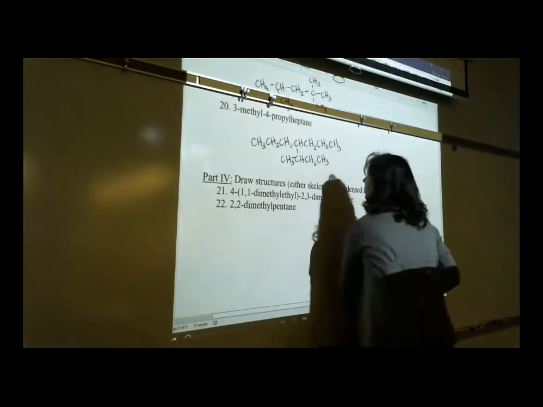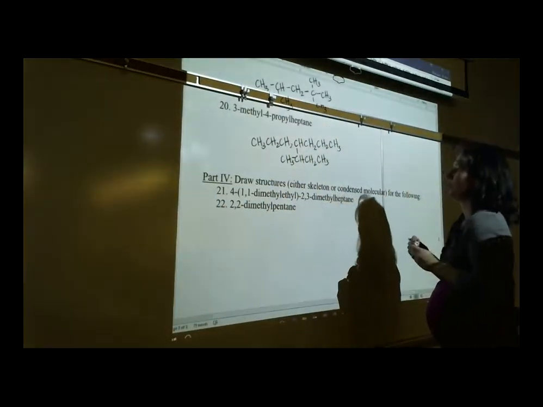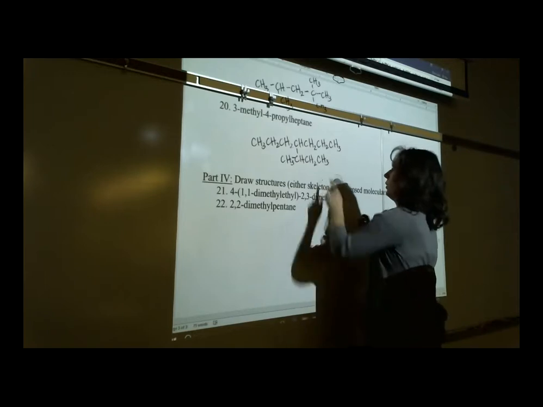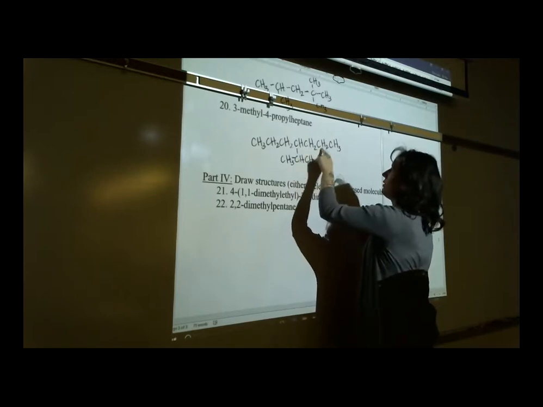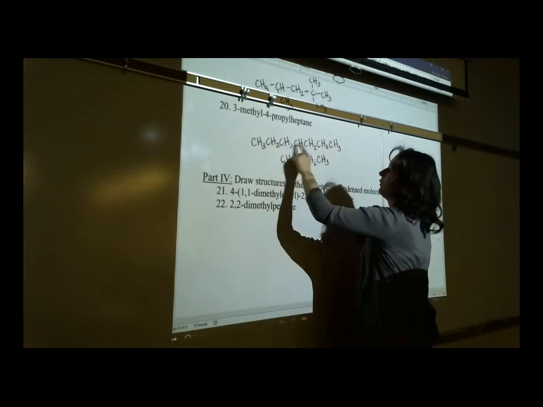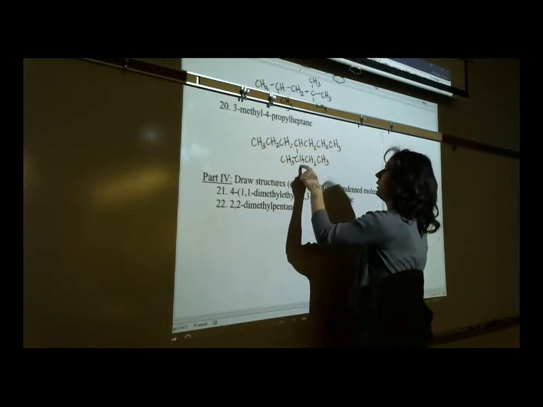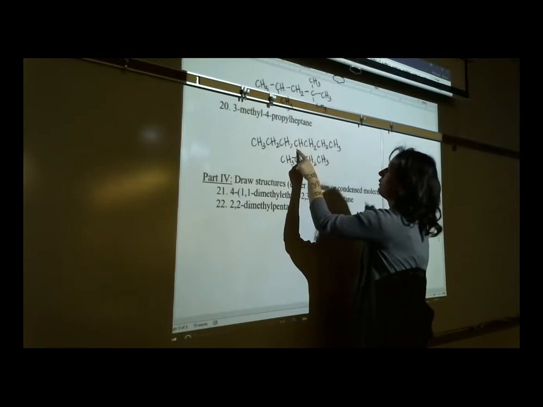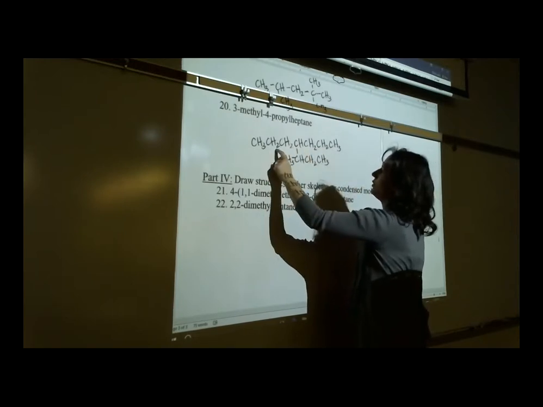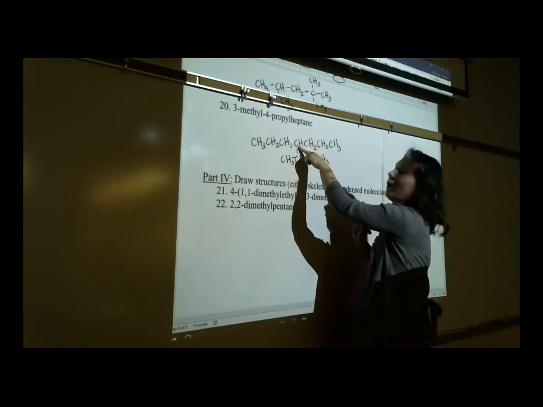Okay, we're calling this a heptane. Let's see if we agree. 1, 2, 3, 4, 5, 6, 7. So if we're going this way, 1, 2, 3, 4, 5, 6, 7, that gives me 2 substituents. If we go this way, 1, 2, 3, 4, that only gives me 1 substituent.